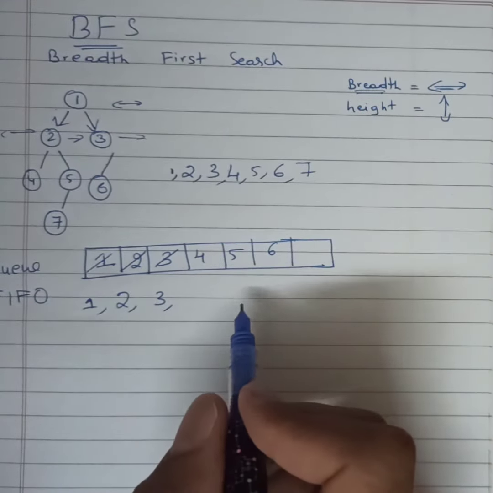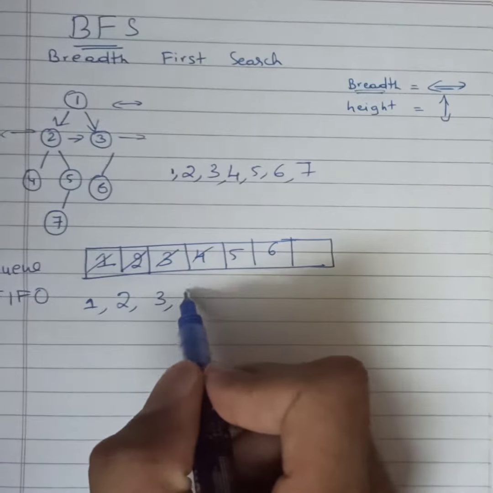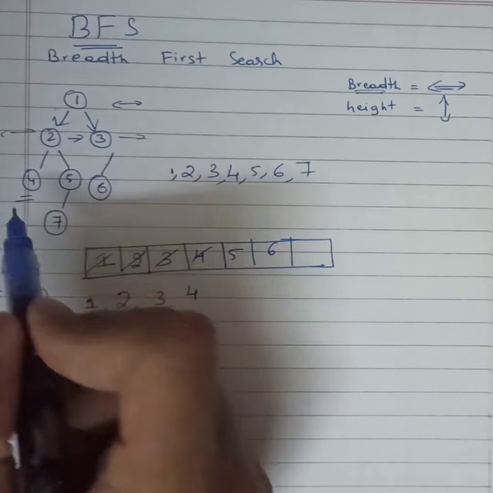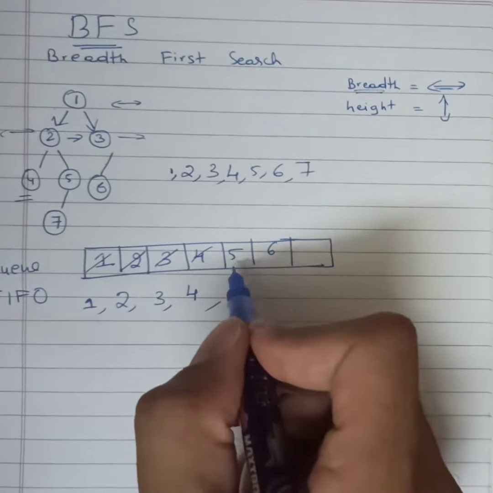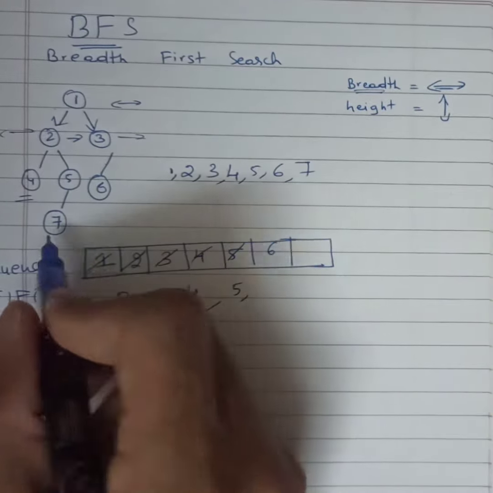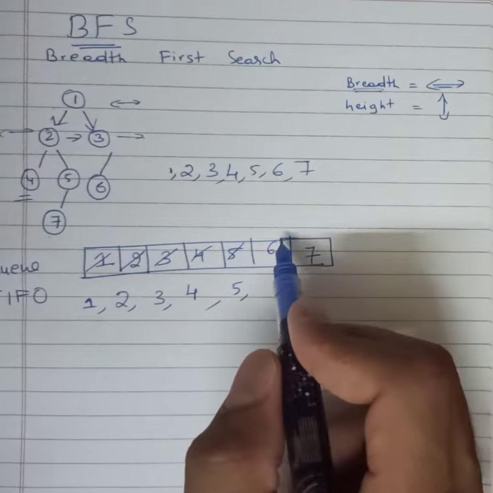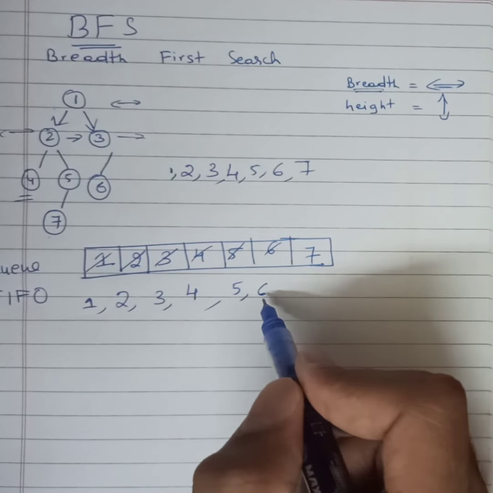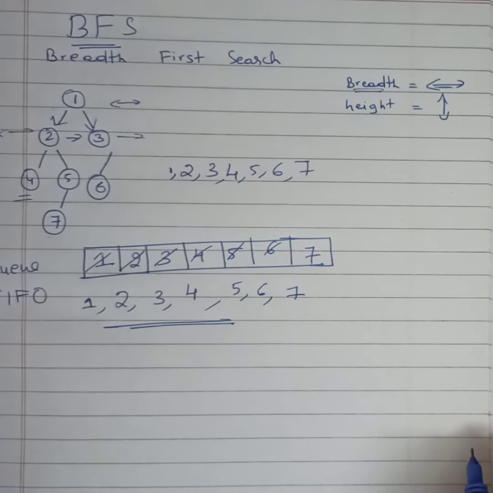Now what do we do? Now we mark 4 as visited. 4 doesn't have any adjacents, so we go on. Next we pop 5 and then mark it as visited and then push its adjacent into the queue, 7. Now we mark 6 as visited, then 7. So this is how we do BFS.